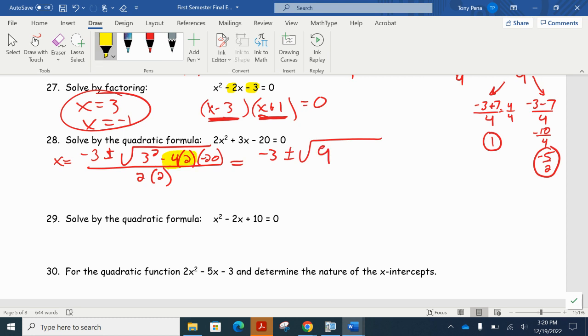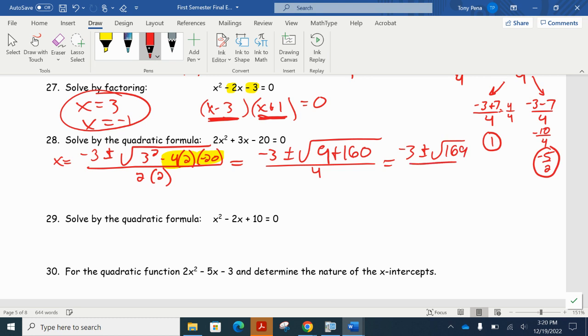Negative 8 initially times a negative 20 is a positive 160, all over 2 times 2, which was 4. So this now gives us negative 3 plus or minus the square root of 169 over 4. Create a little space here. 169 is a nice perfect square of 13, divided by 4.